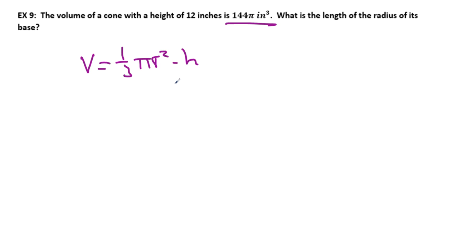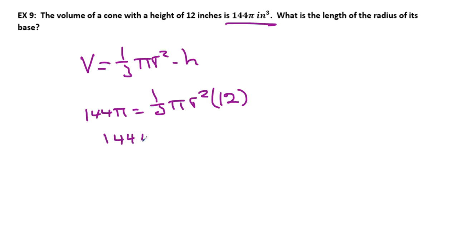So let's go ahead and put in what we know, not what we don't know, and solve for that. So we're going to have 144 pi. We know the volume. We know the 1/3. We know the pi. We don't know the r squared, but we do know the height of 12. 1/3 of 12 is 4. So we got 4 pi r squared. All right? So the first thing I'm going to do is get rid of the pi's. We got them on both sides. All right? Then I'm going to divide by 4.